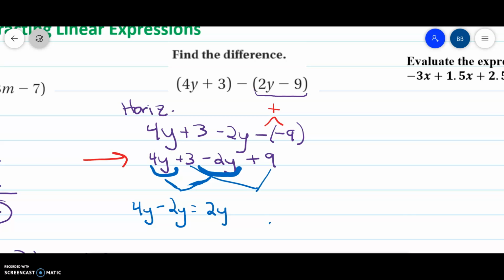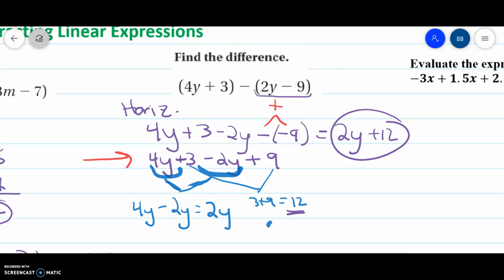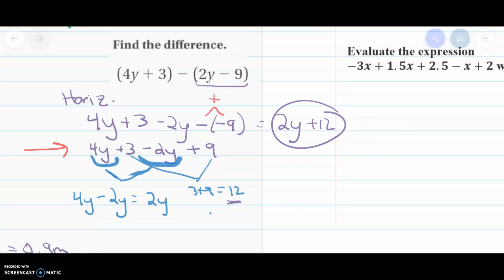And then 3 plus 9 equals 12. So I could rewrite this final expression fully simplified as 2y plus 12. And I write it as a plus 12 because this is a positive 12. And so that's our answer for that one. Alrighty, let's go over to this next problem.